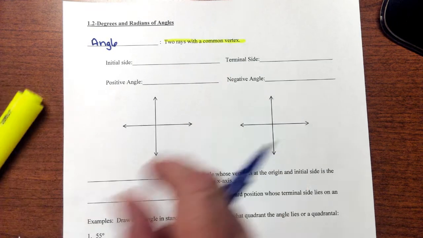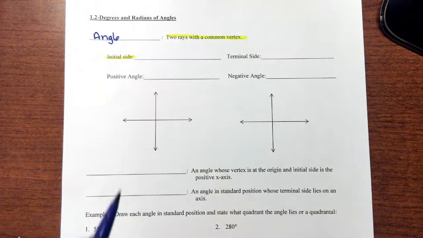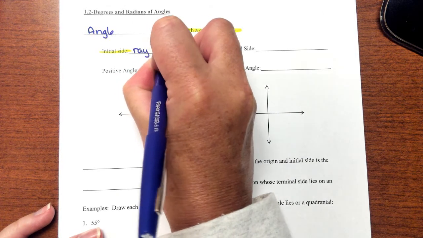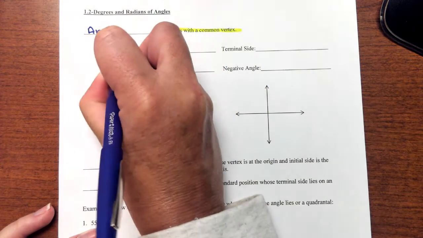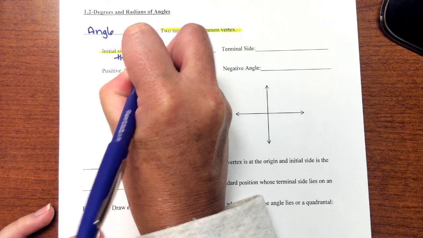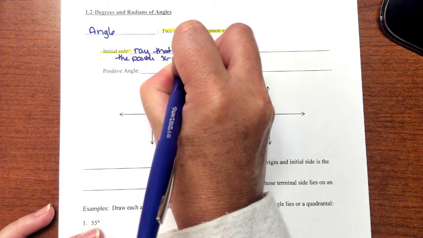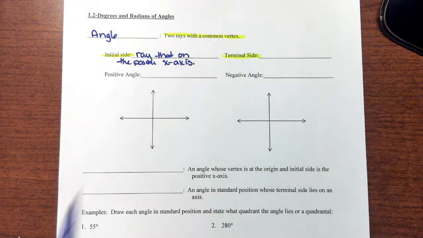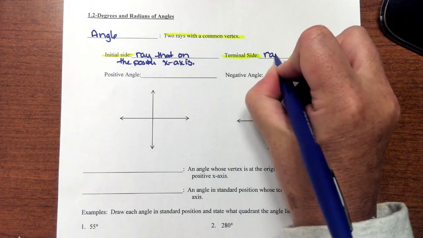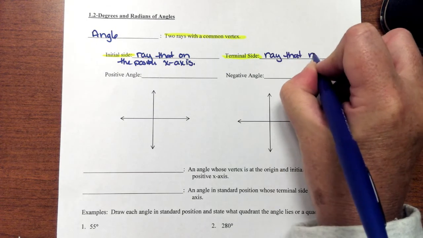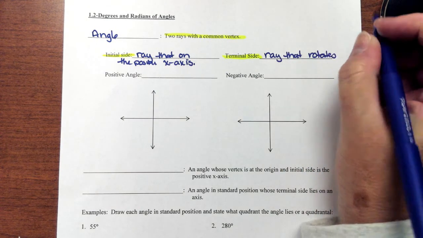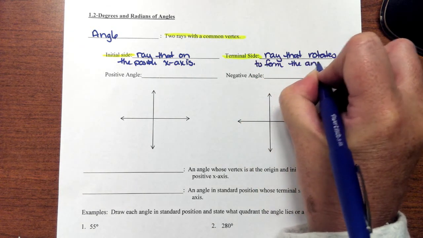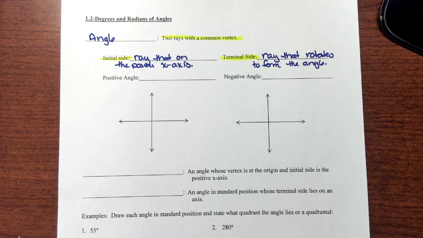When we talk about the initial side, that is the ray that remains on the positive x-axis. It does not rotate around, it does not move. The terminal side is the ray that will rotate to form the angle. So we talk about angles.